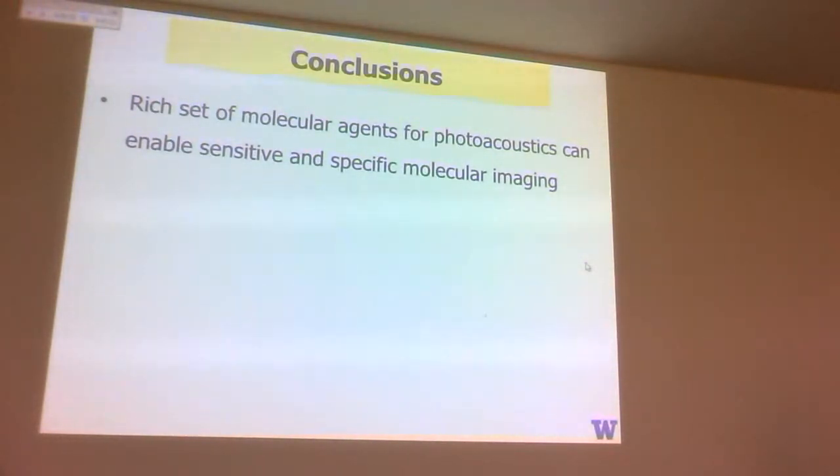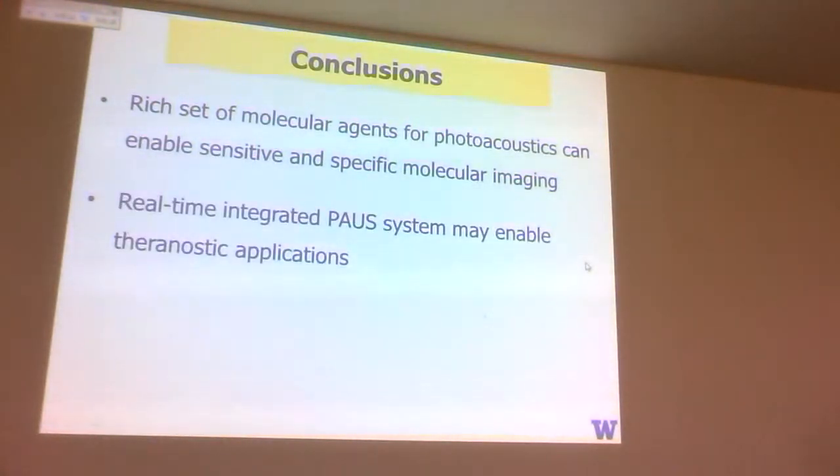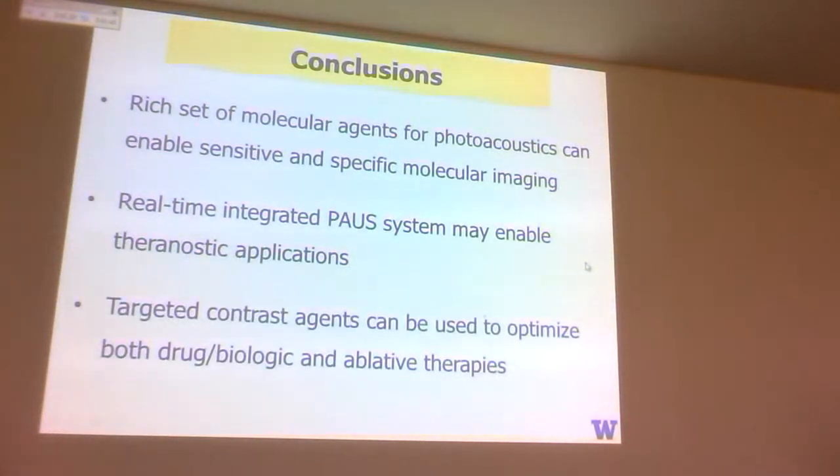Okay? So there's this rich set of agents now which can get you the kinds of sensitivity and specificity which is needed for practical molecular imaging in the body. Still a ways to go, but I think we're on the right path because the kinds of materials we're using are compatible with clinical systems. I think you've seen that we can produce systems that can make reasonable images, not optimal images, but reasonable images at depth for doing real-time procedures. And these can be used for both drug and biologic delivery and ablative therapy.